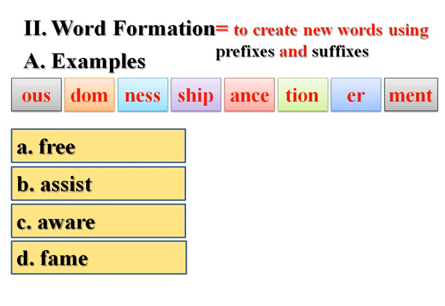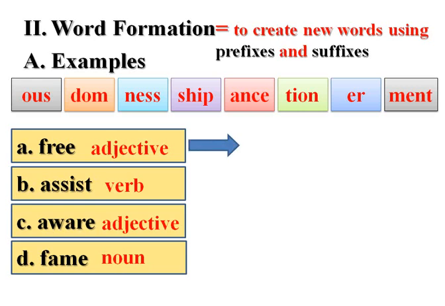Okay, let's take a look at some examples here. We have free, assist, aware, and fame. We have also some suffixes like ment, cheapness, dim, etc. So we say free. What is it? Is it an adjective? Assist, verb. Aware, an adjective. Fame, a noun. So what are the words that we can derive from free? We say free, freedom.